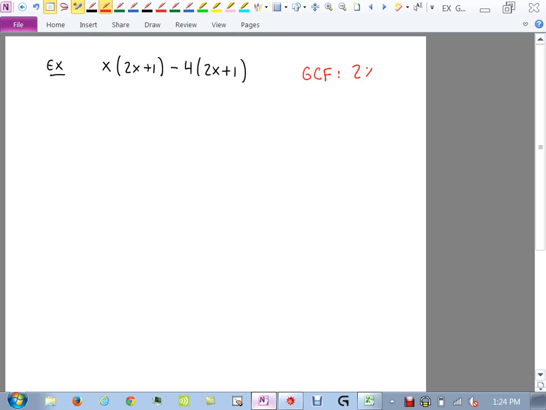2x plus 1. And you should put that in parentheses because that's the way it appeared in the problem. And then place that out front in parentheses. What would be left here? x minus 4. It's the two things in front.